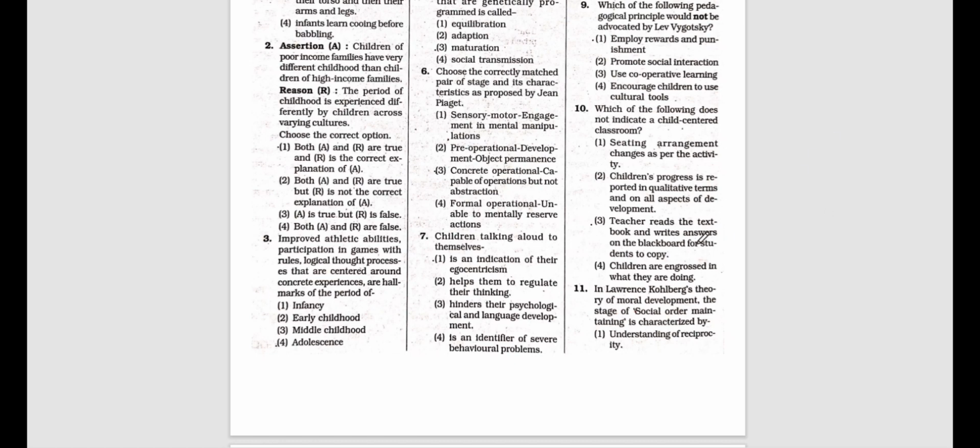The correct answer here is option A, which means both the assertion and the reason are correct. Which means that children of poor income families have a very different childhood as compared to the children of high income families.